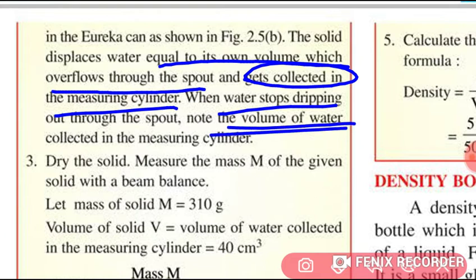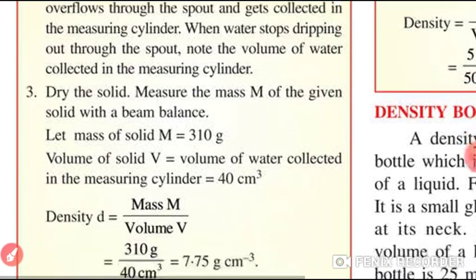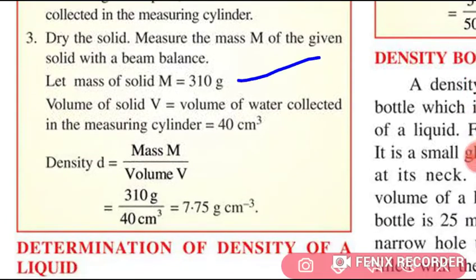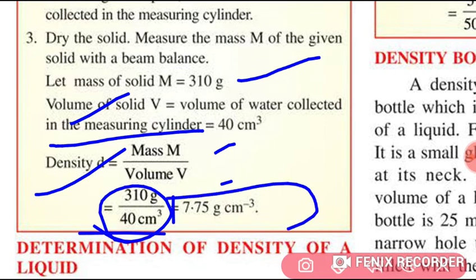you have to note the volume of the water collected in what? Measuring cylinder. Now you have to dry the solid. Okay. Now measure the mass m of that given solid with a beam balance. Let the mass of the solid be 310 gram. Volume of the solid, that means volume of water collected in the measuring cylinder, let it be 40 centimeter cube. Okay, then you can take out the density, mass upon volume. While putting the values in this formula, you will get the answer.